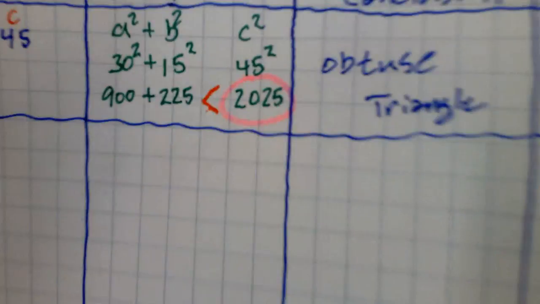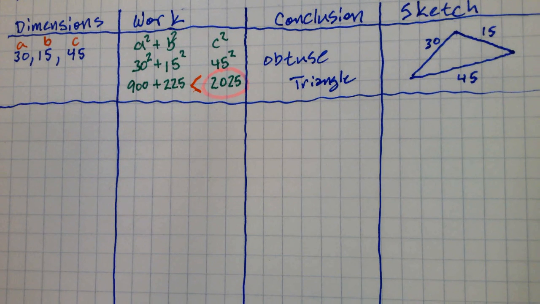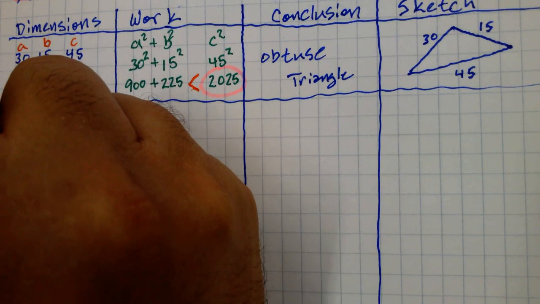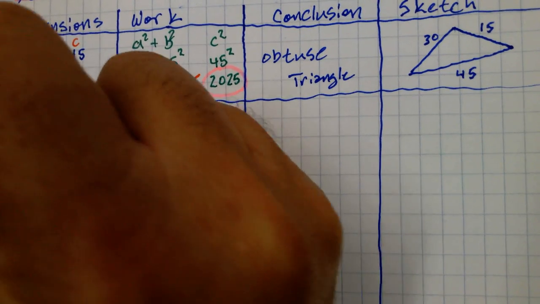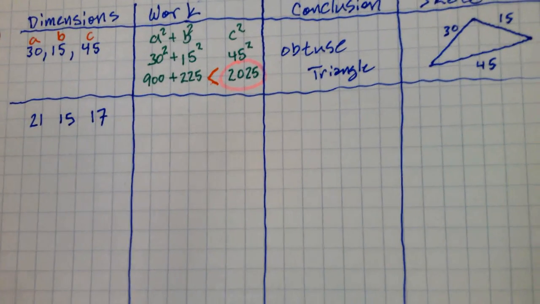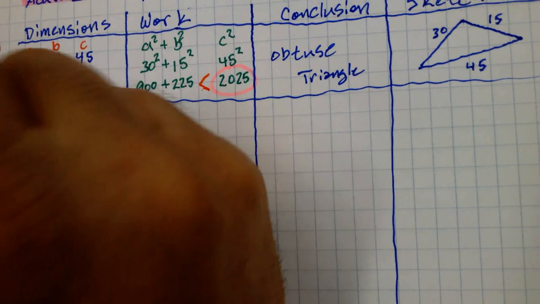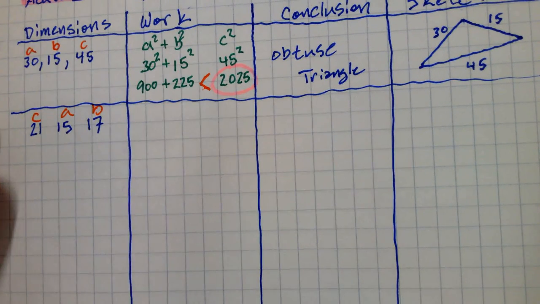Let's move on. Let me give you three more sides: 21, 15, and 17. All right. So which one has to be C? 21. That's our biggest side. So we'll call these A and B.